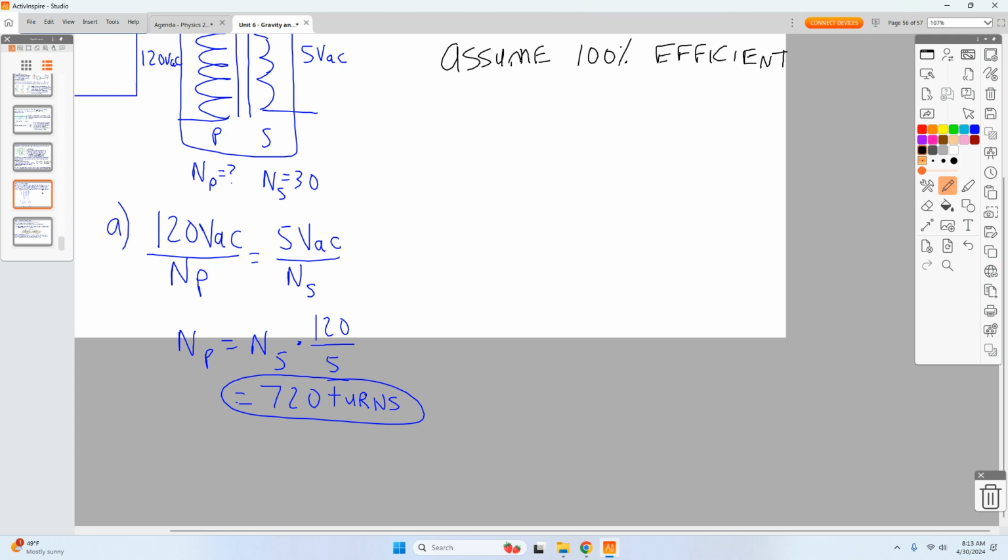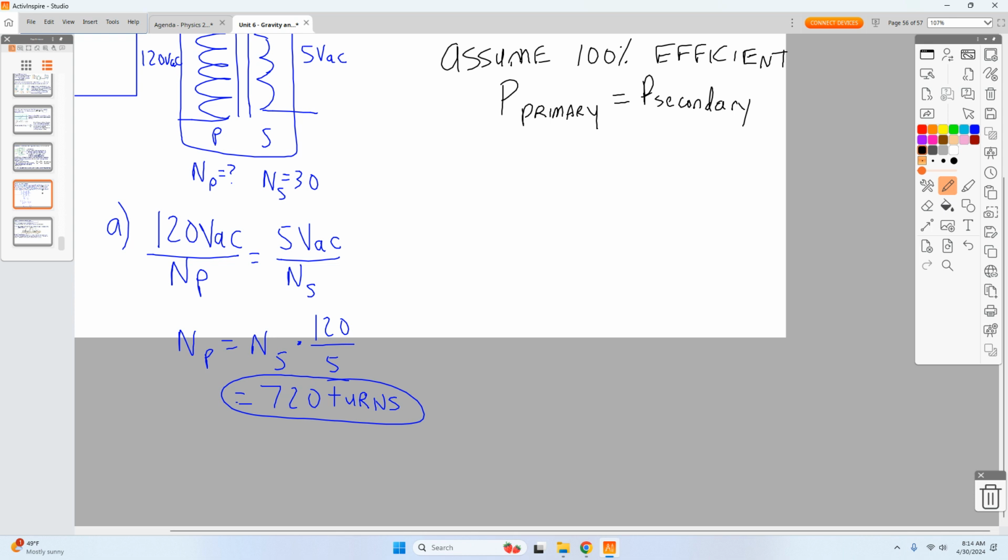Now, the key idea here is that power would be the same. We would say power on the primary would be equal to the power on the secondary. So we're not going to increase or decrease power. We're just going to transform the voltage. Now you guys might remember that power is I times V, right? So if I change the voltage, I'm going to change the amount of current. But the product of those would be the same.